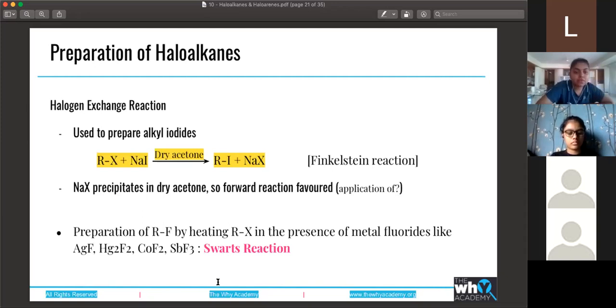Miss, which metals you said? Silver fluoride, mercury, no, no. The D block, D block metal fluorides. So again, in this case, RX means you can use either RCl or RBr.